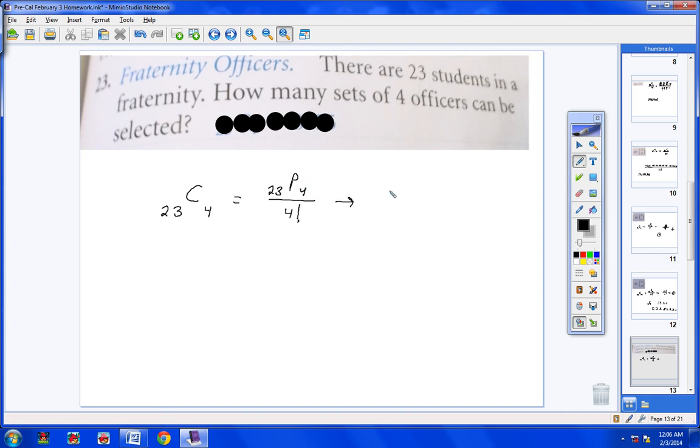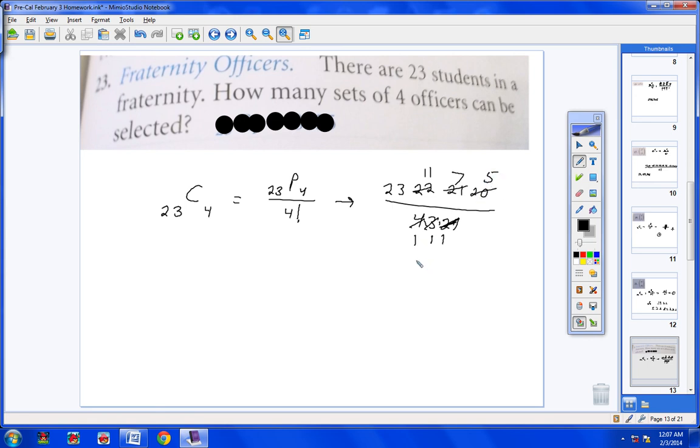I have a 4 right here, so I would have 4 blanks. So 23 options for my first blank, then 22, then 21, and then 20, all over 4 factorial, 4 times 3 times 2 times 1. I'm going to cross off my 2, make it a 1, and make that an 11. I'm going to cross off my 3, make it a 1, make that a 7. Cross off my 4, make it a 1, make that a 5.